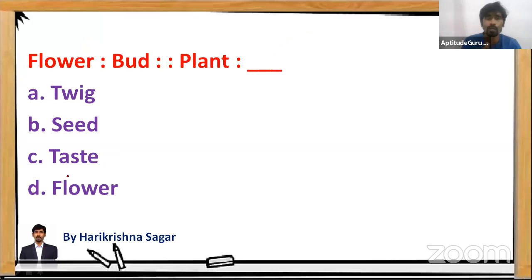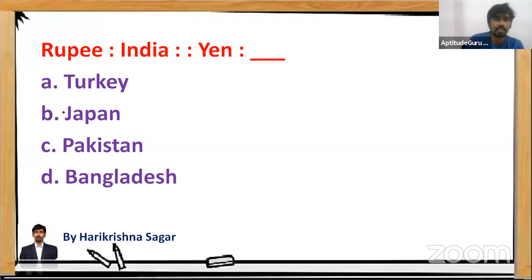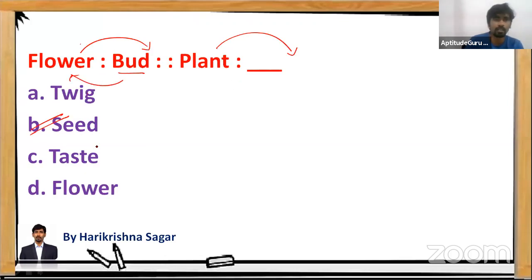Let's have a glance at one more word problem. All this requires basic knowledge of the subject. What is the answer for this? Flower, bud, plant, dash. Flower is the second stage, bud is the previous stage. So plant is to dash: the stage before plant is seed. Bud's next stage is flower, seed's next stage is plant. So the answer must be seed.